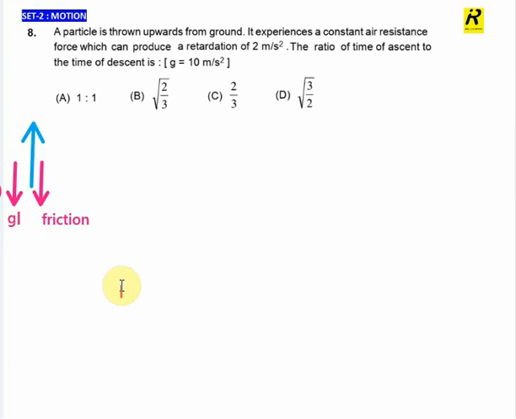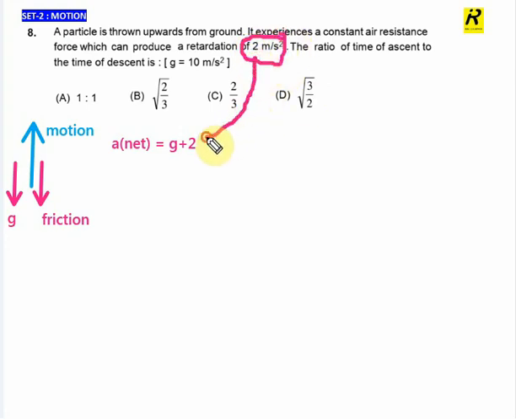So in our symbols, always the downward vector is negative and upward vector is positive. So this blue color says motion of the particle, which is upward. In this scenario, we first find the net acceleration. So a net equals g plus frictional acceleration, which is given as 2 meter per square second.